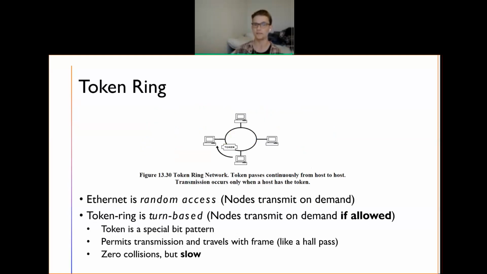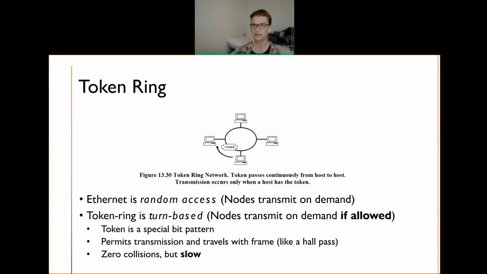So we talked about Ethernet, and Ethernet is random access. We access the physical layer whenever we want, basically. We want to send a packet, boom, send it. Token ring is a different approach to this, and it's basically, all right, I don't want to randomly access. I don't want to take over the physical layer whenever I want.